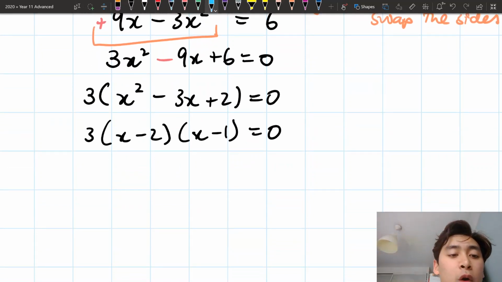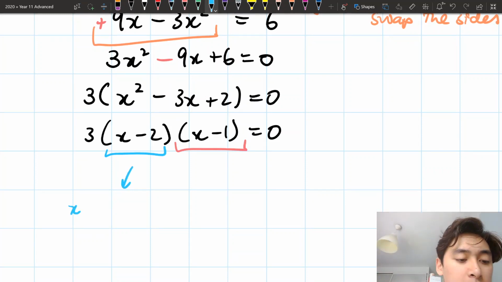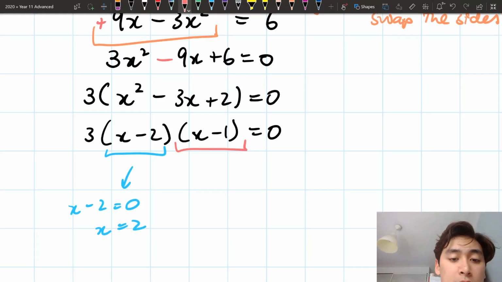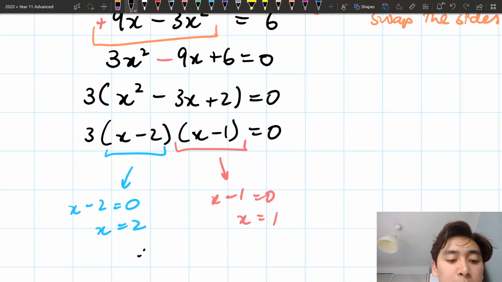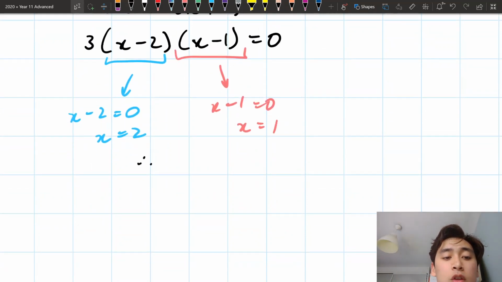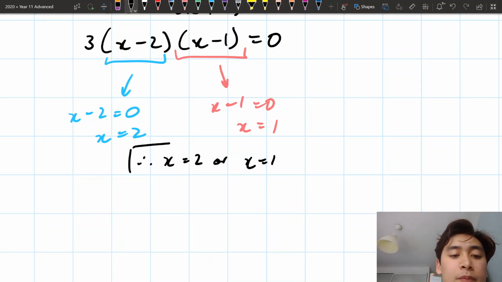And like we did before, we're going to solve each one of the factors separately. So I'm going to go x minus 2 is equal to 0, or x is equal to 2. And I'm going to go x minus 1 is equal to 0, or that gives me x is equal to 1. So here, just like that previous question, I'm going to get two solutions. I'm going to get x is equal to 2 or x is equal to 1.